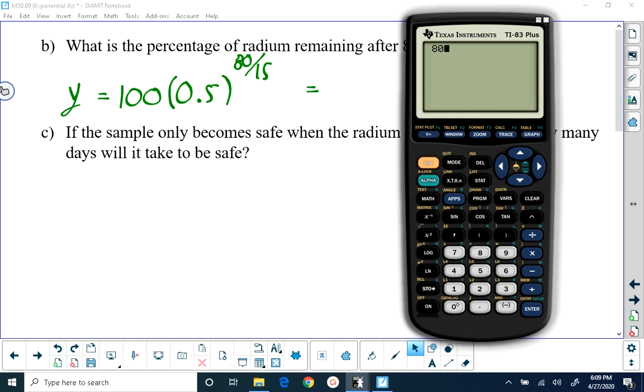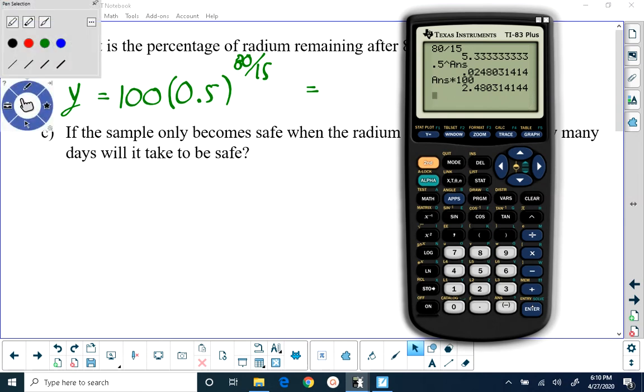So 80 divided by 15 gives me this number. I have to take 0.5 and raise it to that exponent. Then I need to multiply by 100. The answer to question B is after 80 days, there is only 2.48% remaining.